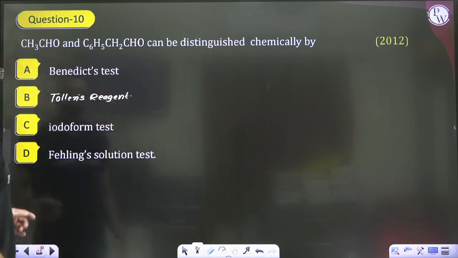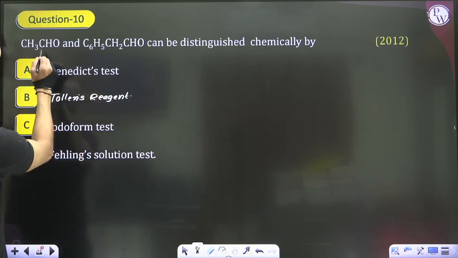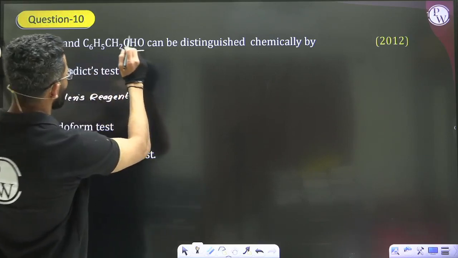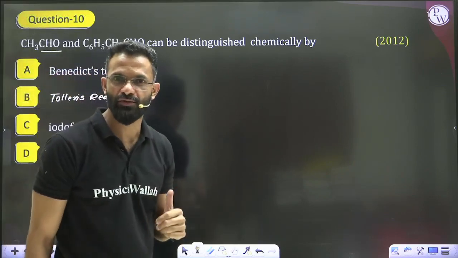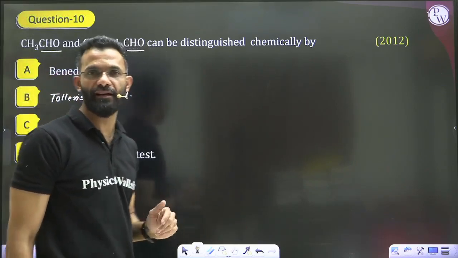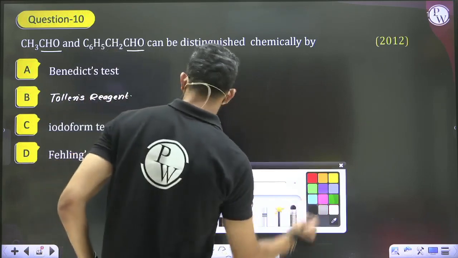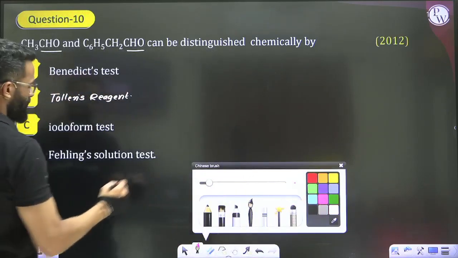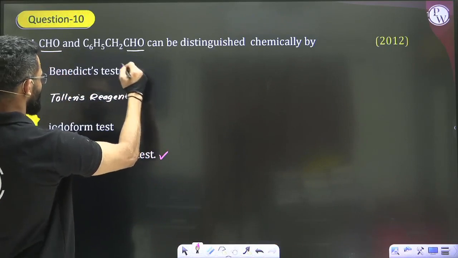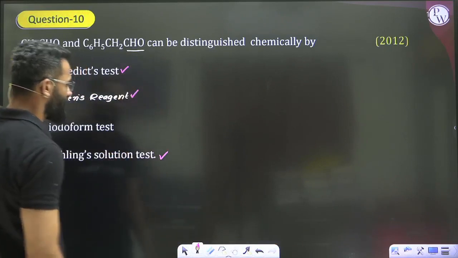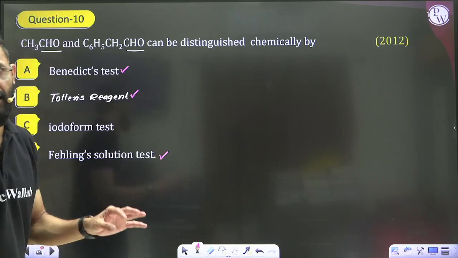Okay, so now if you see, like we said, both contain the aldehyde functional group, so the characteristic reactions of aldehydes won't be able to distinguish these two compounds, because both of them contain the aldehyde functional group. So Fehling test, Tollens reaction test, and the Benedict test are the three tests which are the characteristic tests of aldehyde.